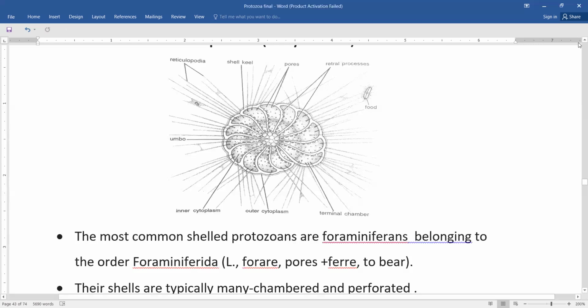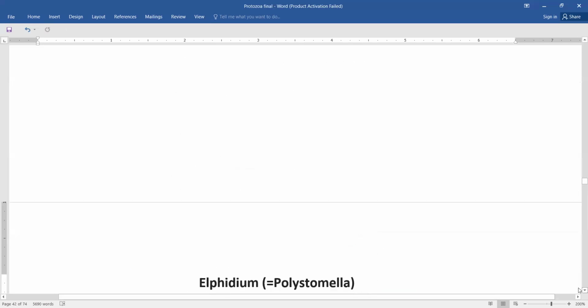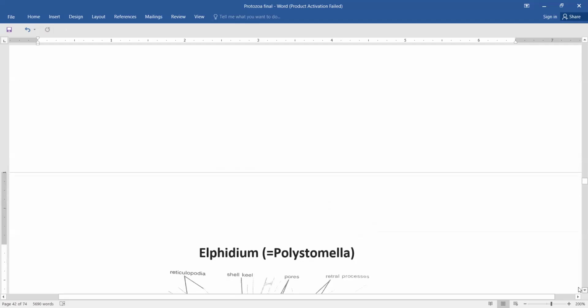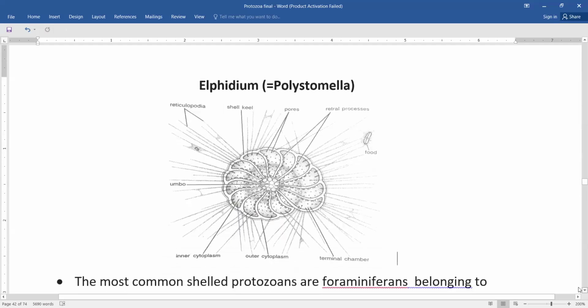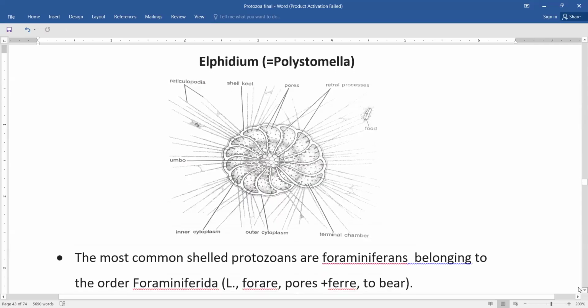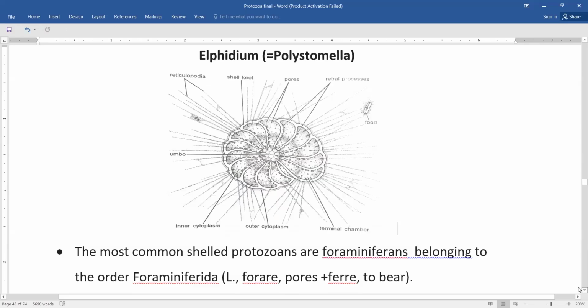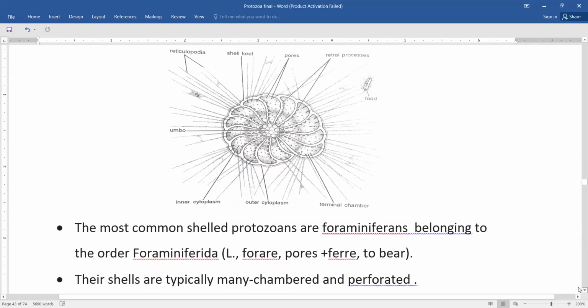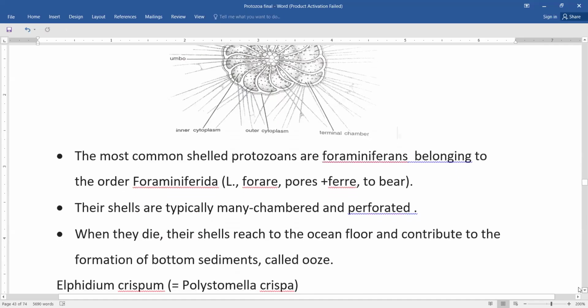What is Elphidium? Elphidium belongs to phylum Protozoa. It is a foraminiferan, a rhizopodian protozoa. Okay. So the most common shelled protozoans are foraminiferans, belonging to the order Foraminiferida. Okay. So you remember the order name. This is somewhat important for the examination also.